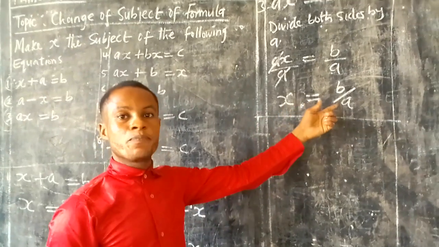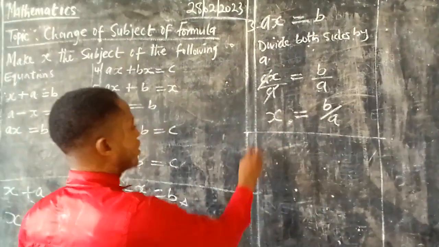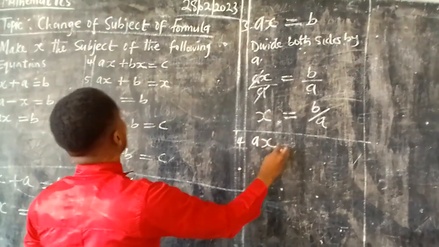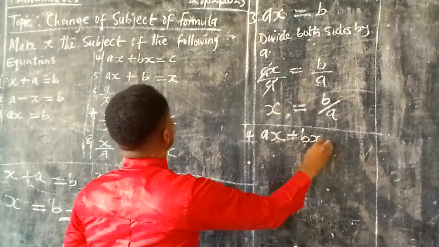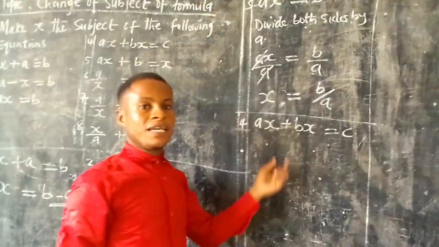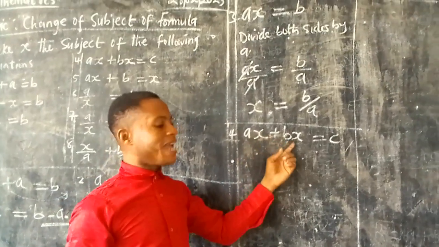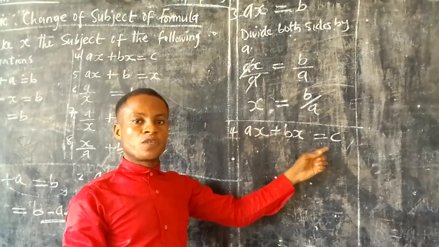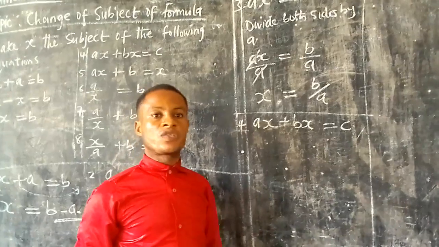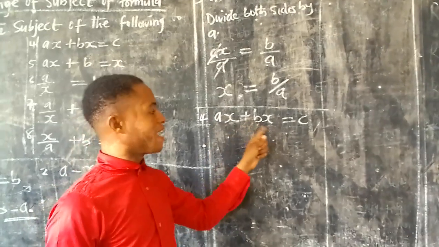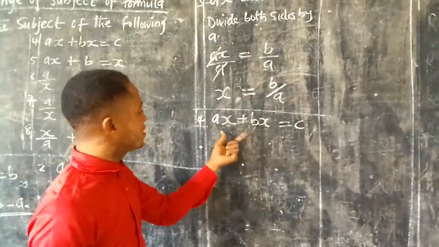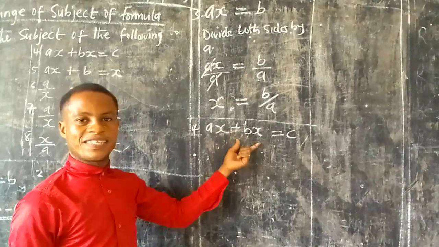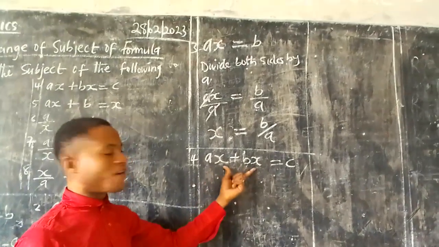Now we can see how simple that is. So we are going over to number 4. Number 4 is ax plus bx equals c. In this place, you need to see that x is in 2 places. And for that, you need to factorize this.